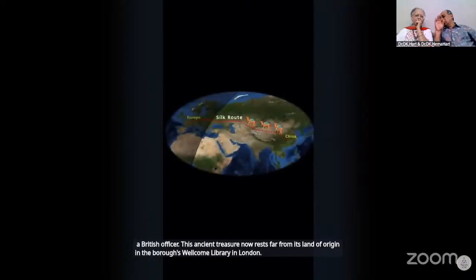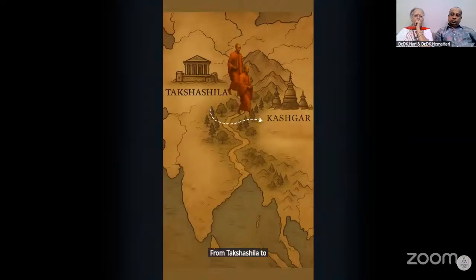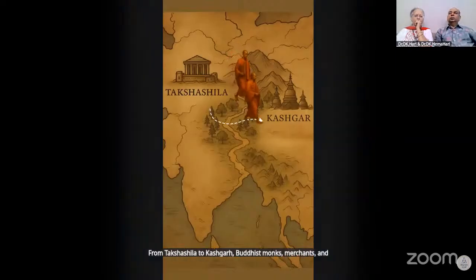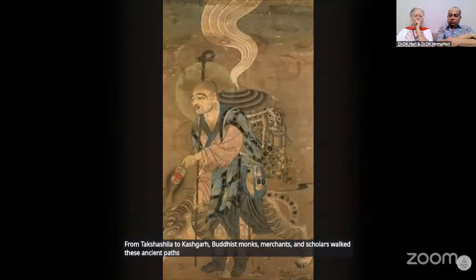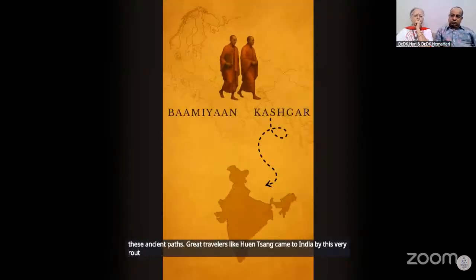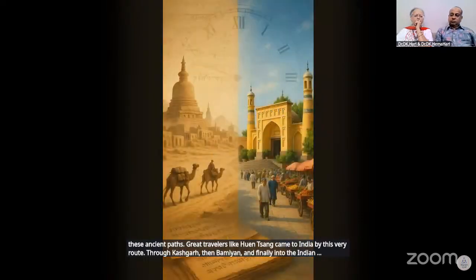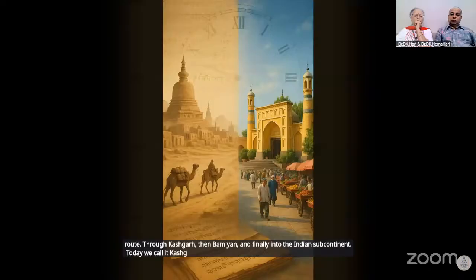The Silk Route wasn't just a highway of silk. From Takshashila to Kashgar, Buddhist monks, merchants, and scholars walked these ancient paths. Great travelers like Huen Tsang came to India by this very route, through Kashgar, then Bamiyan, and finally into the Indian subcontinent. Today we call it Kashgar, but that's not what it was always called.